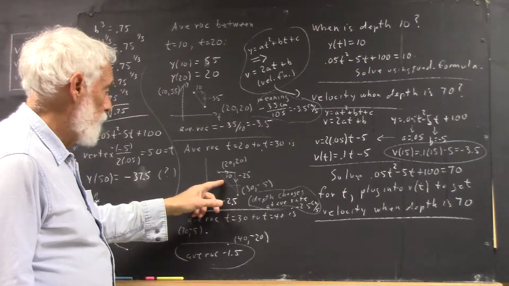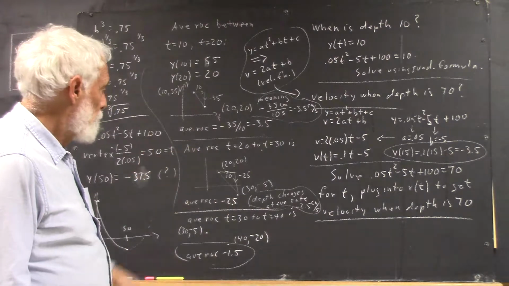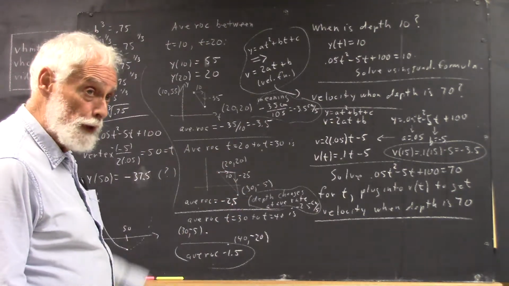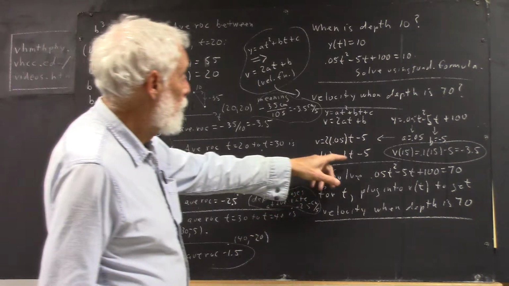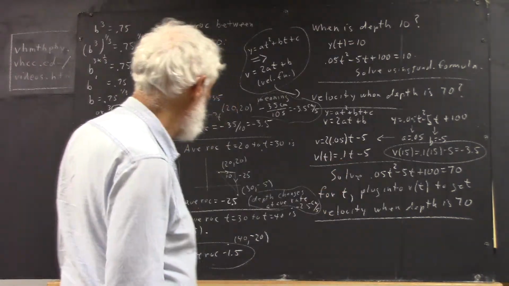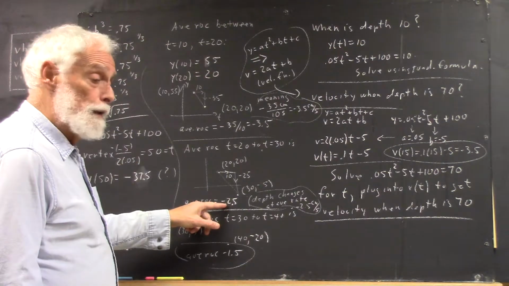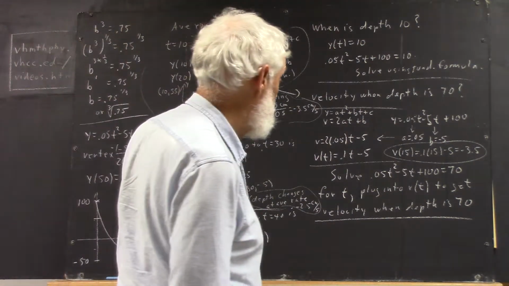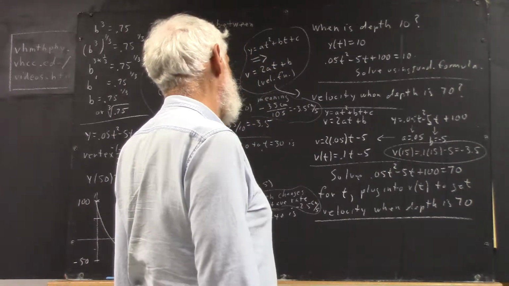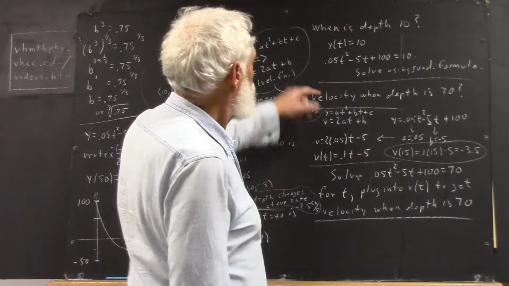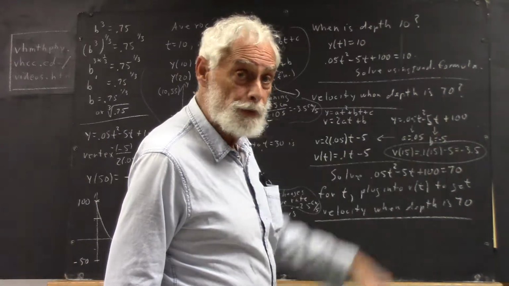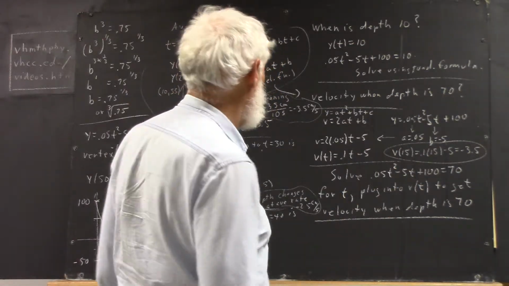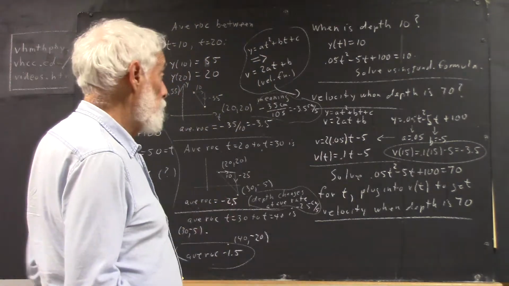You could check that the same thing is true here. This would predict that at halfway between 20 seconds and 30 seconds, which is 25 seconds, if we evaluate this at t equals 25, you should get negative 2.5. And then an analogous thing here. Okay, now how do we find the velocity when the depth is 70? It's just a little aside here, but it's kind of a significant property of quadratic functions.